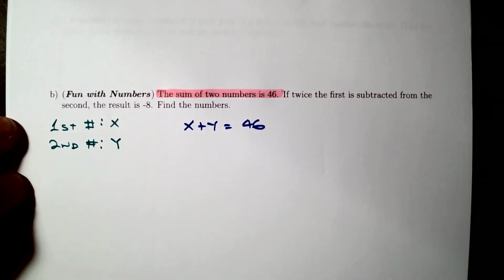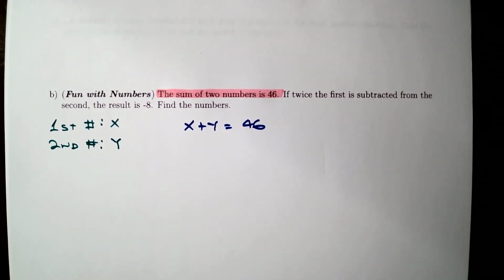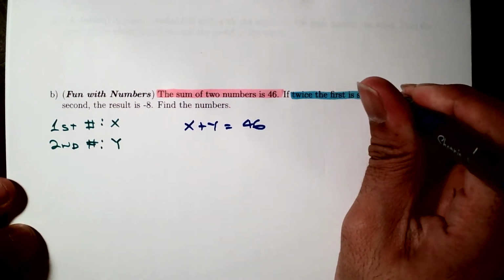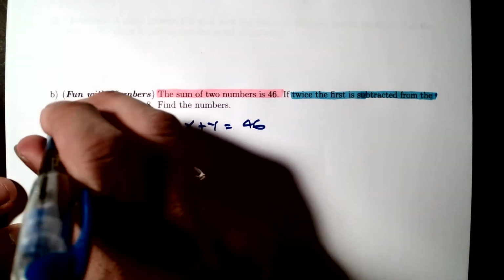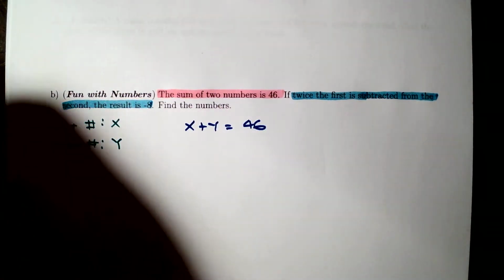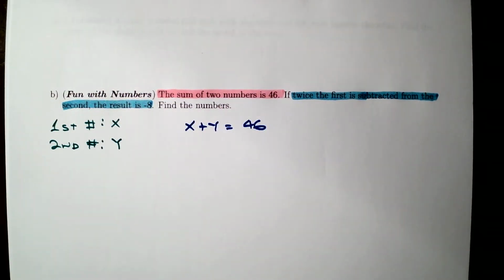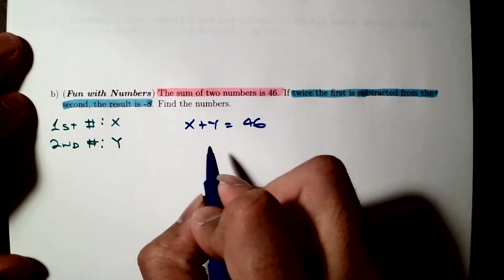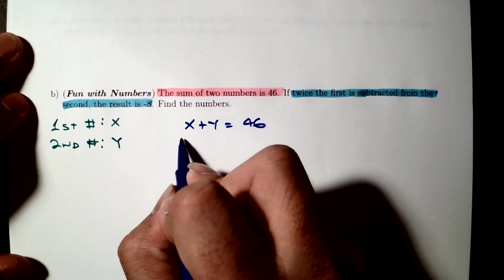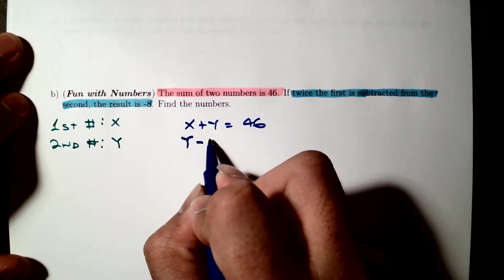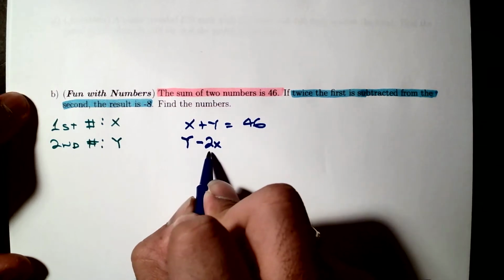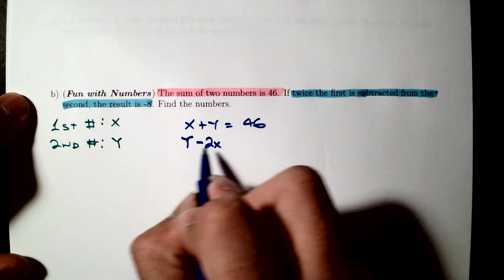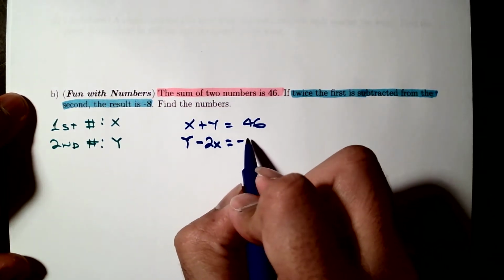Now, the second piece of information is telling us that twice the first number is subtracted from the second and the result is negative 8. Be careful with the order here. Twice the first is being subtracted from the second. So the second, which is y, minus 2x, because 2x is twice the first but it's being subtracted from y, the second, equals negative 8.